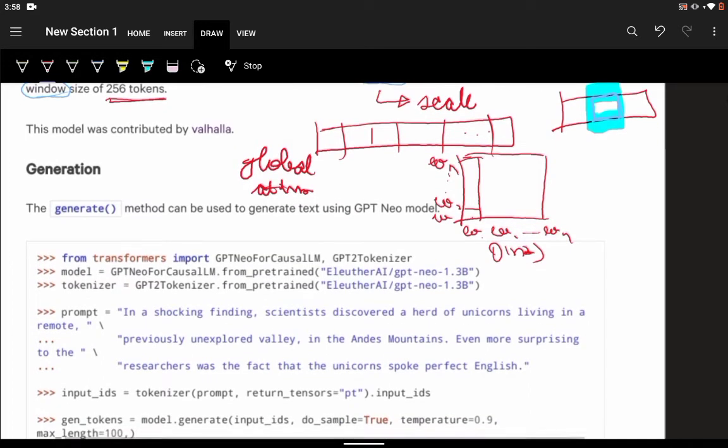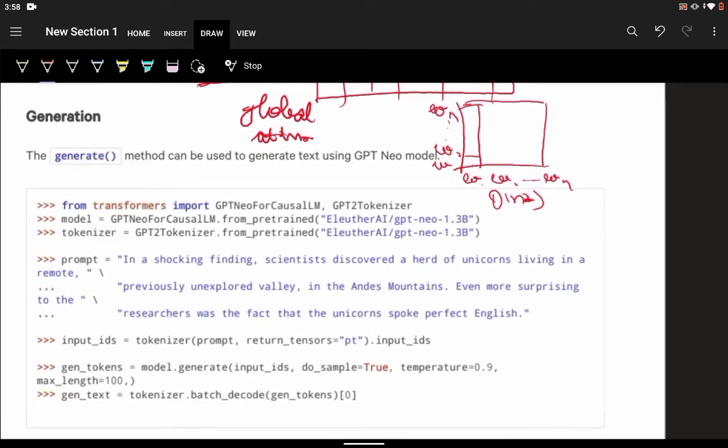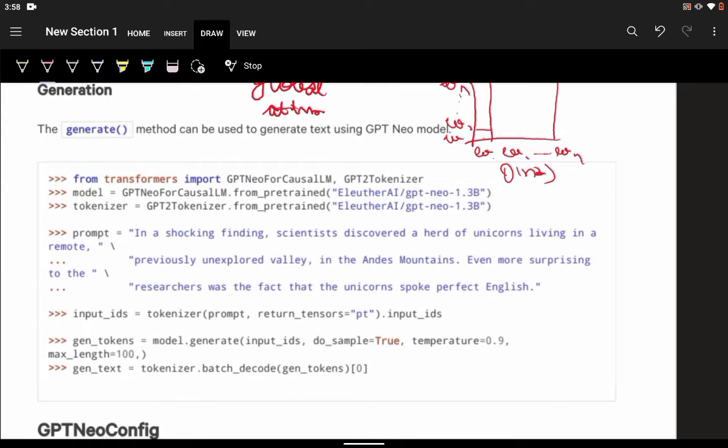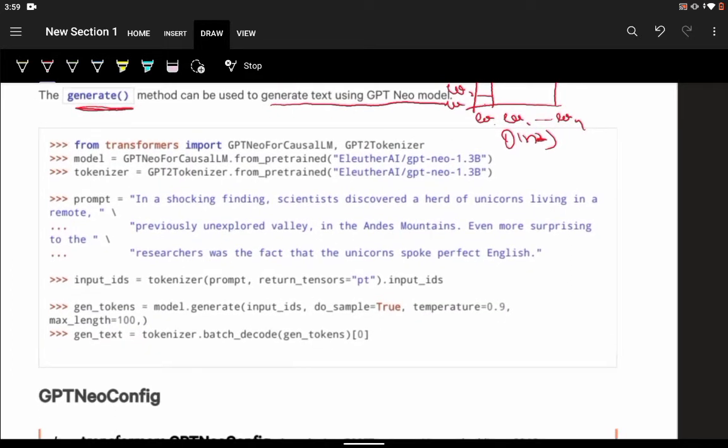Moving on, this model was contributed by Valhalla, so kudos to that guy. Alright, so generation. The crux of GPT-3 is that you give it anything. It's called prompt engineering, right? You have some sort of a prompt in which you tell the model to do something, and based on the prompt it just outputs the value in natural language. So this generate function does exactly that. We use it to generate text using the GPT-Neo model, right? This is quite an unusual thing.